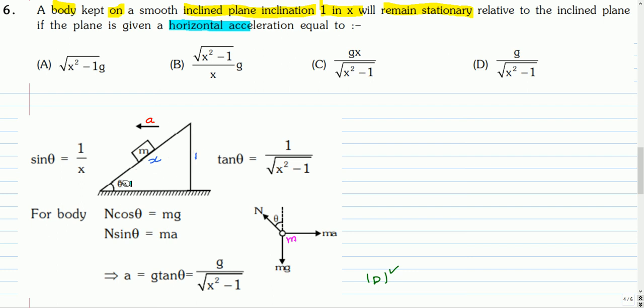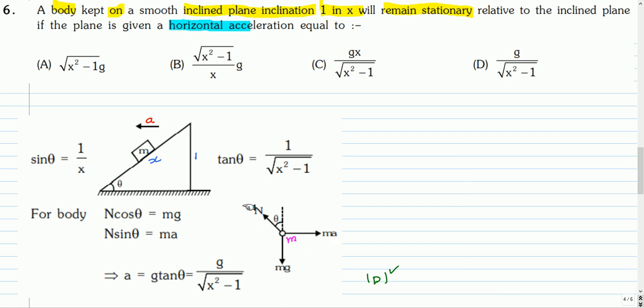Let the inclination be theta. So sine theta is 1 by x. We can draw the free body diagram with this mass m. Weight is acting vertically downwards, and this inclined plane is accelerating with an acceleration a. When it's accelerating with an acceleration a, there will be a pseudo force acting towards the right that will keep the block stationary. So the pseudo force is m into a, and the direction is opposite to that of acceleration a.